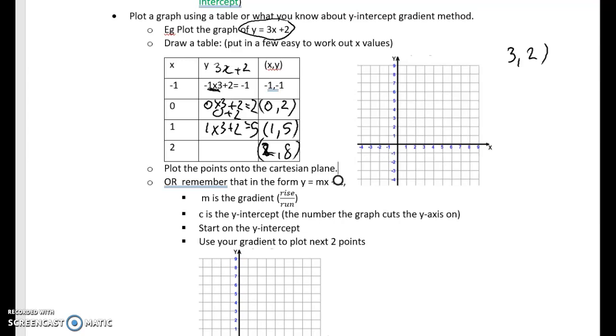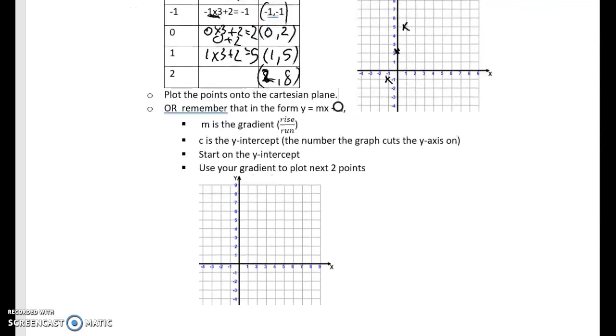Now I'm going to plot these points. The point -1, -1 is here. X first is -1, and then y is -1. When x is 0, y is 2. We know that as our y-intercept. And when x is 1, y is 5. And then what you can do is draw a line through those points. Remember, continue a little bit further on each side and make sure that that is all good.